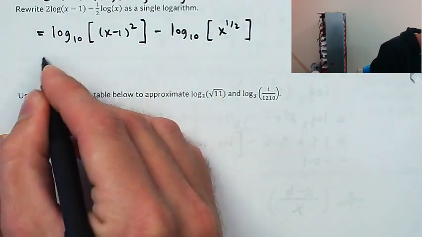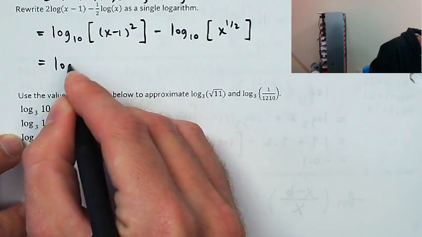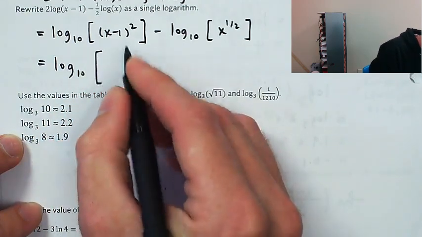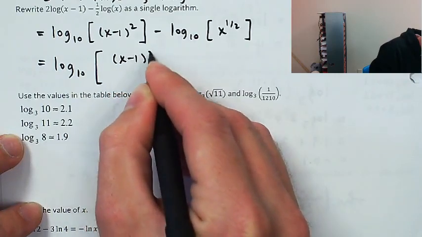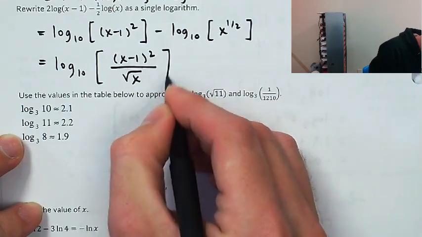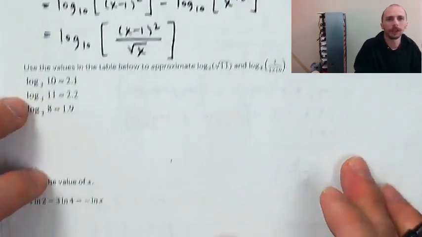And then I'm going to combine those two logs into one with the log of a quotient property. So I'm going to say that that's log base 10 of x minus 1 squared over the square root of x. And that's going to be as far as I can take that.